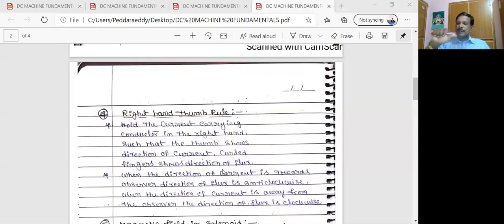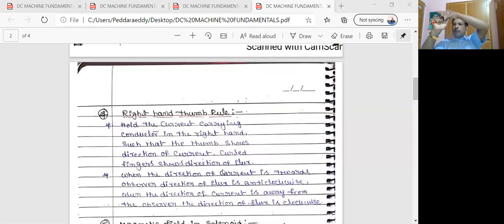When the direction of current is towards the observer, here I am the observer. So when the direction of current towards the observer, the direction of flux is anti-clockwise. So curled fingers are anti-clockwise. Okay, when direction of current towards the observer, the direction of flux is anti-clockwise.